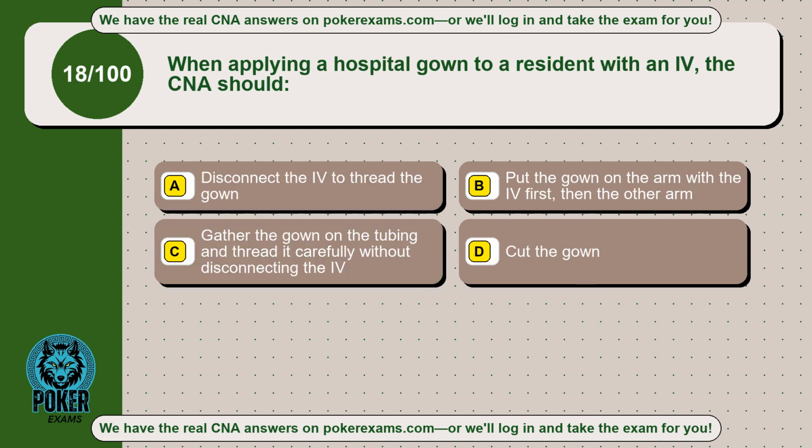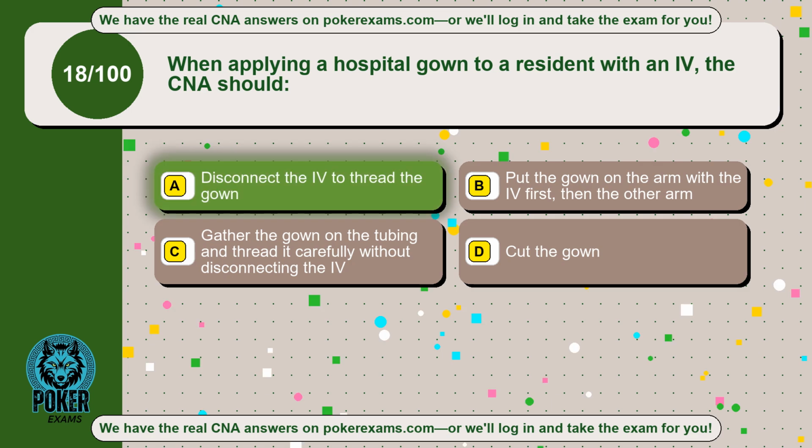Question 18. When applying a hospital gown to a resident with an IV, the CNA should: Option A, disconnect the IV to thread the gown. Option B, put the gown on the arm with the IV first, then the other arm. Option C, gather the gown on the tubing and thread it carefully without disconnecting the IV. Option D, cut the gown.